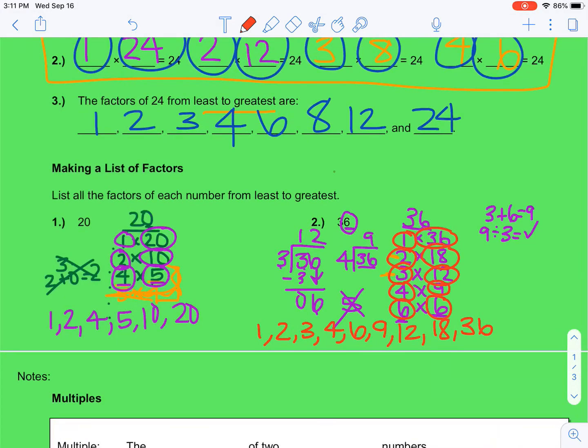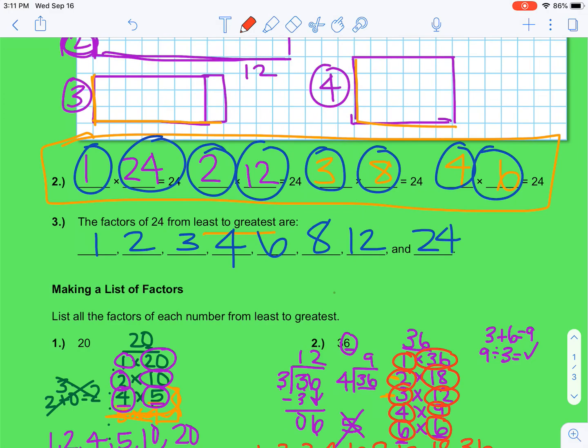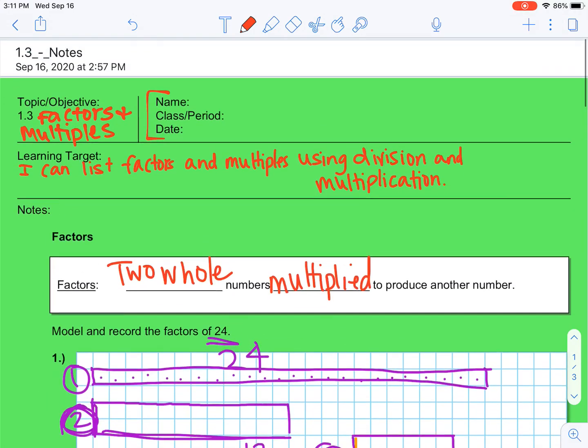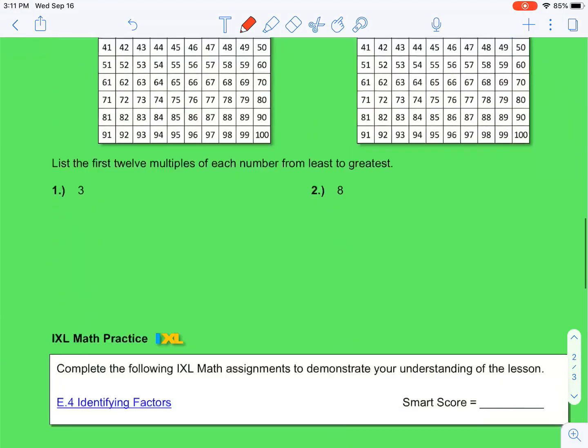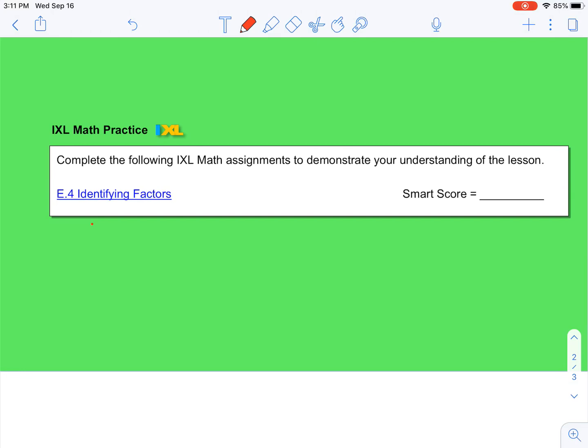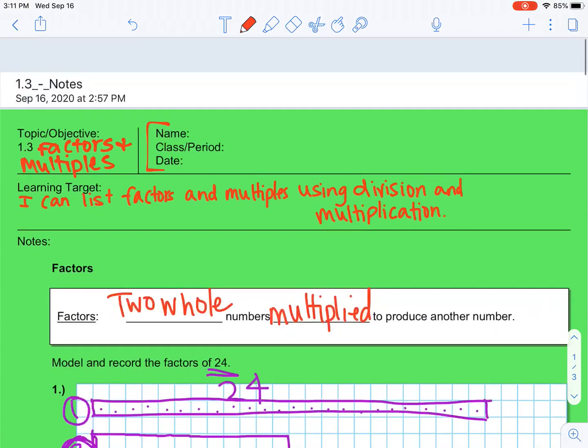So that is all we are going to cover for this first part of the lesson. So you can go ahead and do the first page of the 1.3 assignment, and you can also do this IXL down here, E.4 under 6th grade. Let me know if you have any questions.